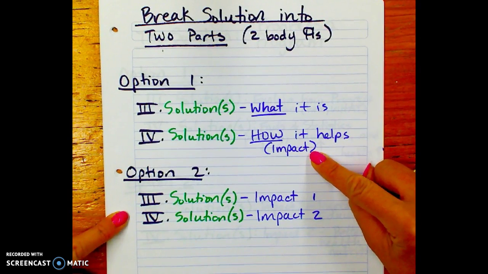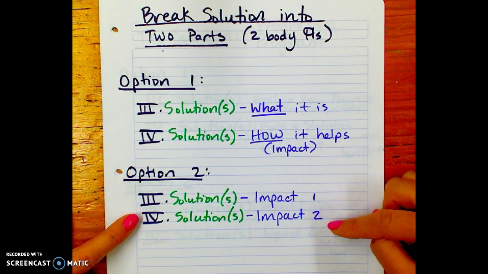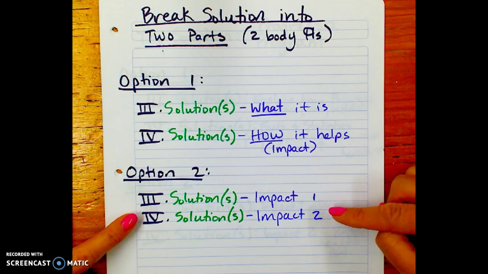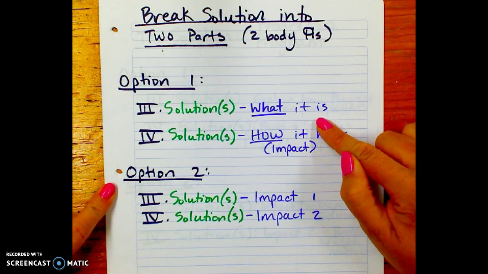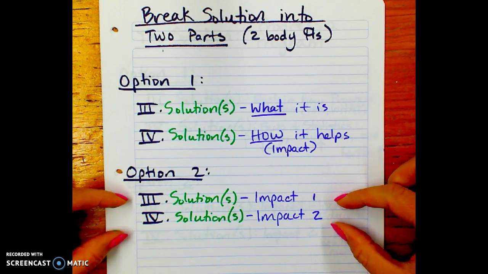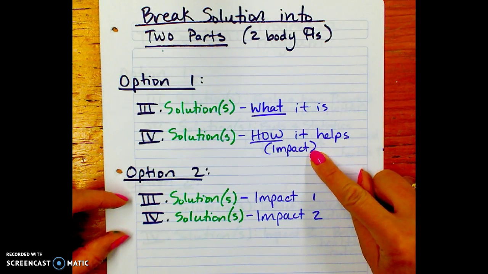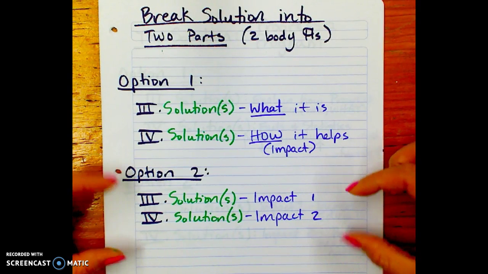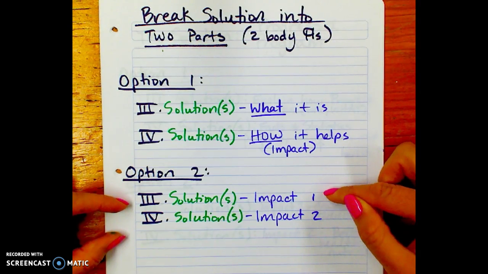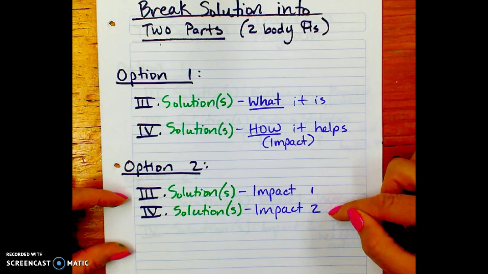Okay. And the other way of doing this is to just break it into the impact. Now, of course, you're going to have to explain the solution and what it is a little bit, but if you break it up this way, you can really focus more on the impact. So if you have a lot of information about the impact and it has perhaps multiple impacts, you could break that into two parts. This might actually be a couple of impacts here in the first paragraph and a couple of impacts here in the second paragraph.